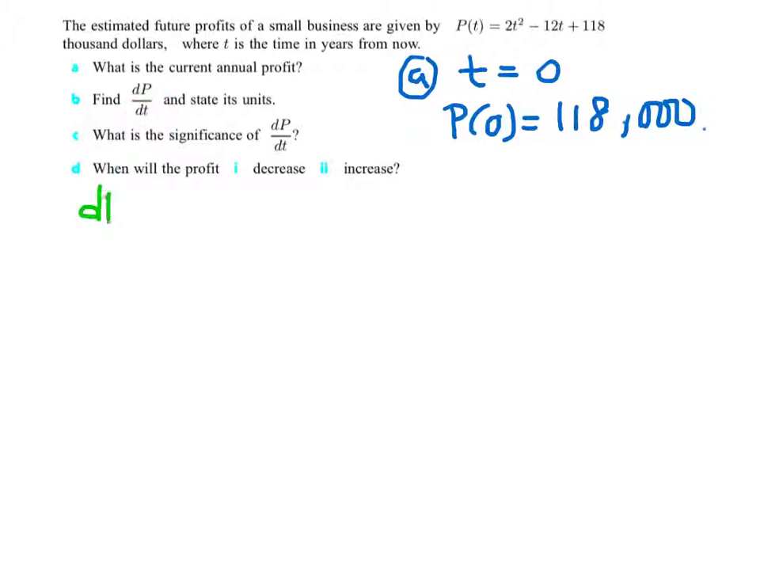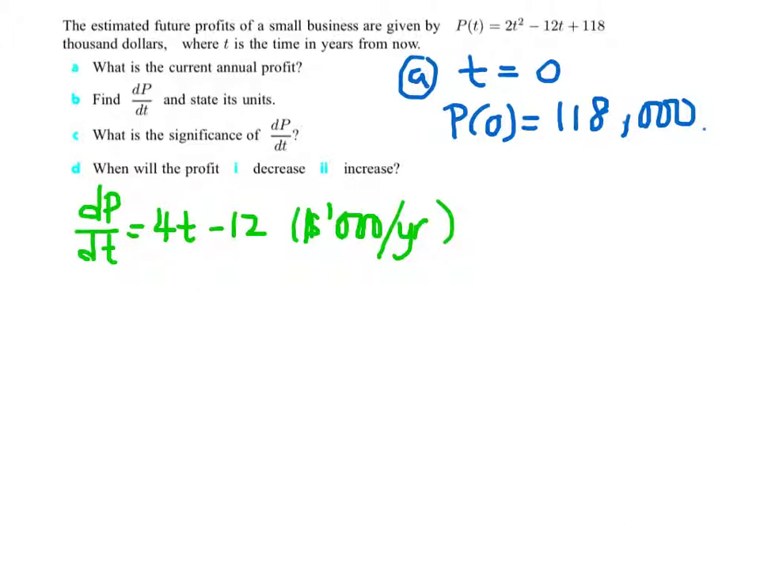When you're being asked to find dp/dt, that's pretty straightforward. dp/dt is 4t minus 12. Now, what about the units of this function? It's really a function, dp/dt, after you differentiate it. Initially p is in $1,000, and t is in years, so this will be in $1,000 per year. That's the unit of dp/dt.